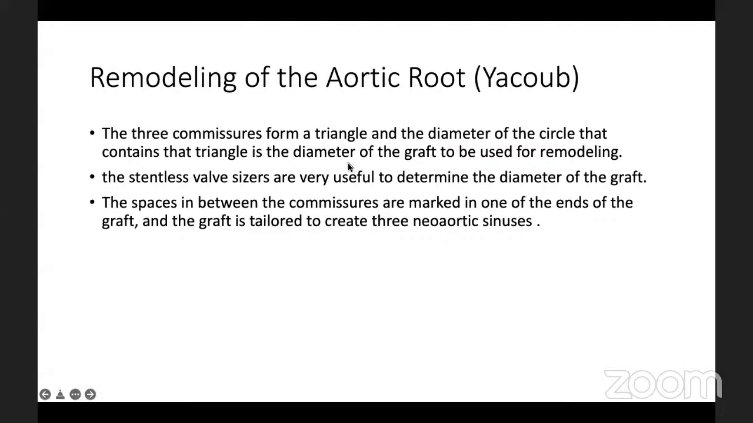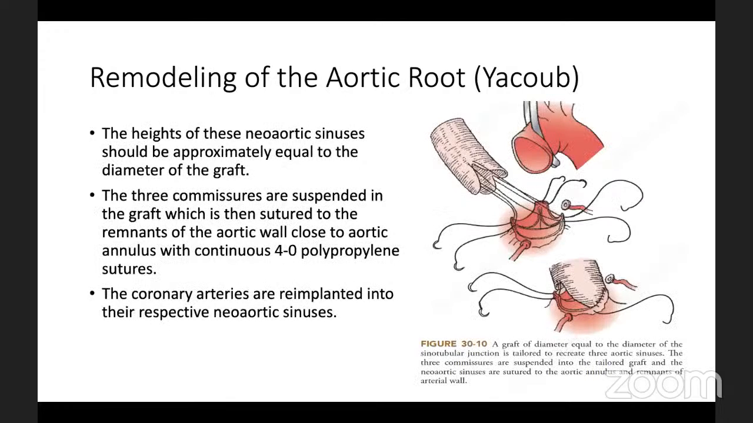The three commissure form a triangle, and the diameter of the circle that contains that triangle is the diameter of the graft to be used for remodeling. The stentless valve sizers are very useful to determine the diameter of the graft. The spaces between the commissure are marked on one end of the graft, and the graft is tailored to create three aortic sinuses as shown here.